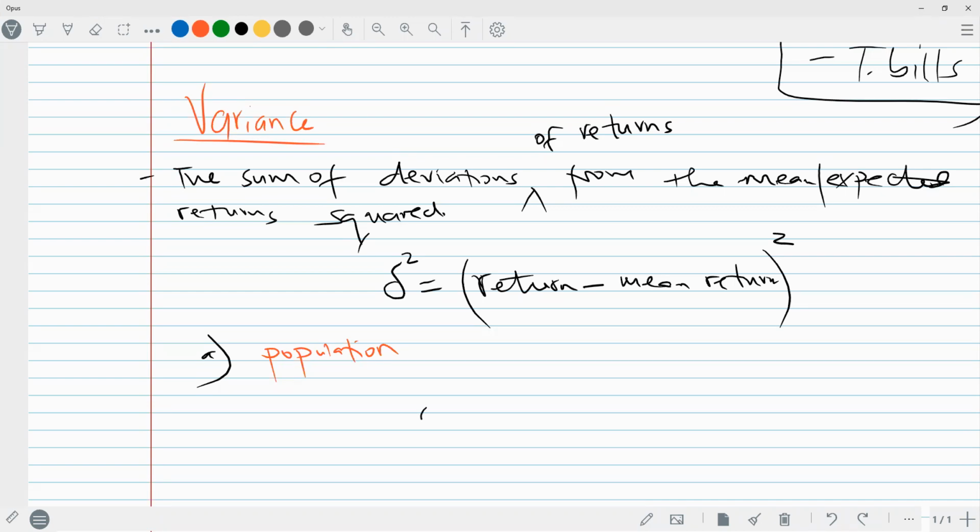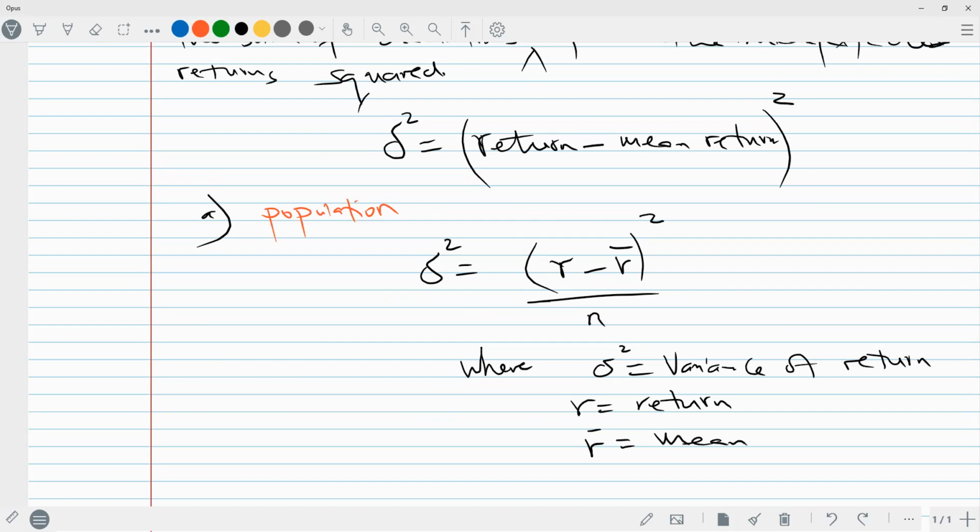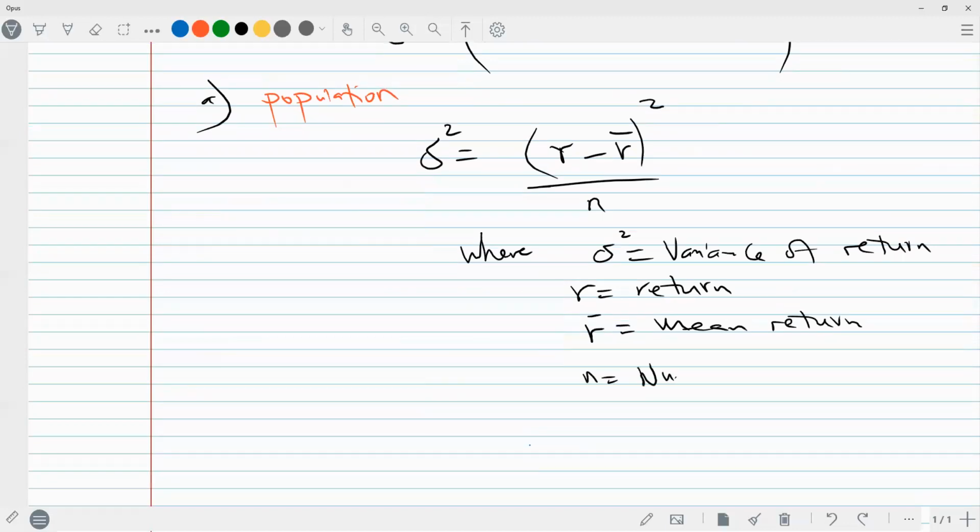The variance will be equal to the sum of R minus R bar, squared, divided by N, where this is the variance of the return, R is equal to the return, R bar is the mean return or the return expected, and N is equal to the number of observations.